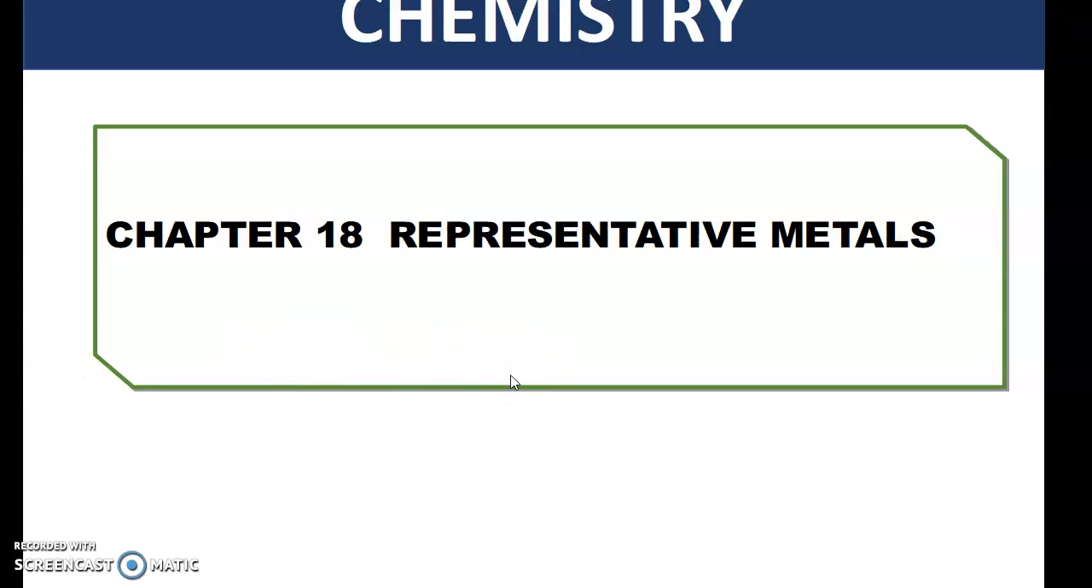So chapter 18 is actually titled Representative Metals. It should be representative elements because, if you look at your periodic table, it covers groups 1, 2, 12, 13, 14, 15, 16, 17, and 18. The ones not covered in this chapter, but covered in the next chapter, are the transition elements, columns 3 through 11.